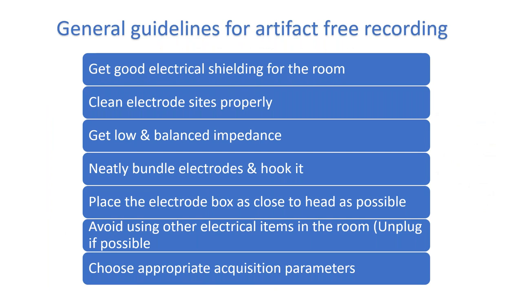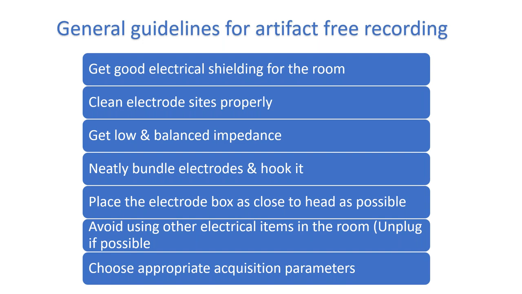So now to get an artifact-free recording, what do we need to do? Like you all know, these are the general guidelines to get an artifact-free recording, whether you're doing early responses or cortical potentials. First, we have to have a good electrically shielded room, so the neutral voltage should be very, very low. And we should have electrode sites cleaned properly so that we get a very low impedance. And what is more important is we get balanced impedance, that is, the impedance at all electrode sites is similar.